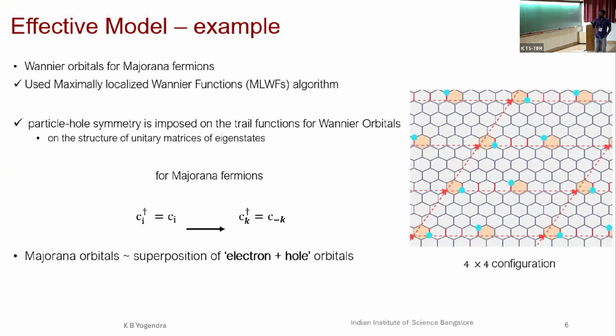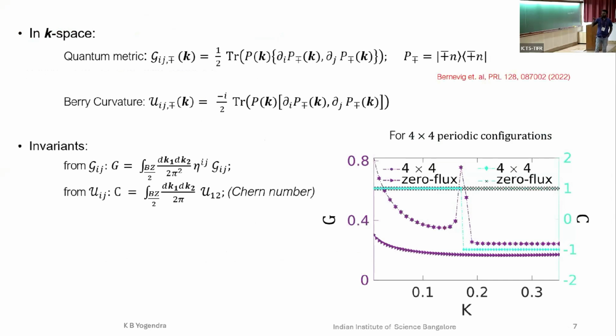And then, let's say after I get the effective Hamiltonian, I can construct all the invariants of the bands. So here I am plotting the quantum metric and Berry curvature, which are the invariants here. If I can write some scalar invariants out of this metric and Berry curvature, from Berry curvature I can point out the Chern number, and from quantum metric I can write some invariant quantity G.